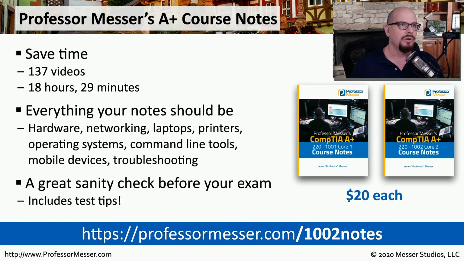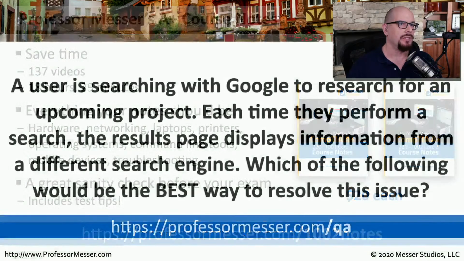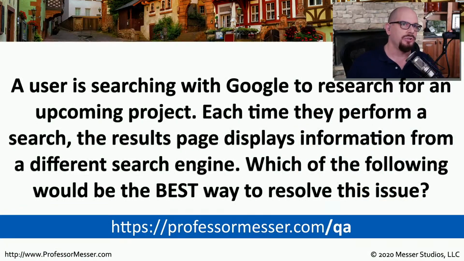Let's do some more questions. I've got another multiple choice question that we can talk about. A user is searching with Google, amazing, to research for an upcoming project. Each time they perform a search, the results page displays information from a different search engine. Which of the following would be the best way to resolve this issue?